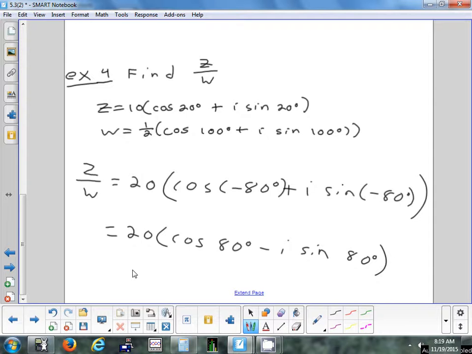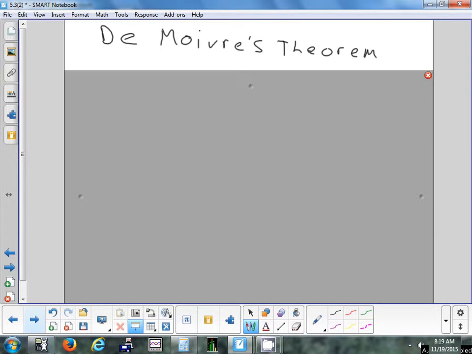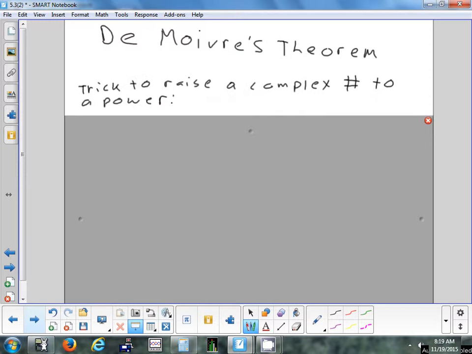Okay, so now we got a quick way to multiply and divide, assuming they give us numbers in polar. Again, if your numbers aren't in polar to start, it might be more work to change them to polar. It depends. Right, last thing. This is called Moivre's Theorem. And what this does is it gives us a very, very easy trick to raise a complex number to a power.